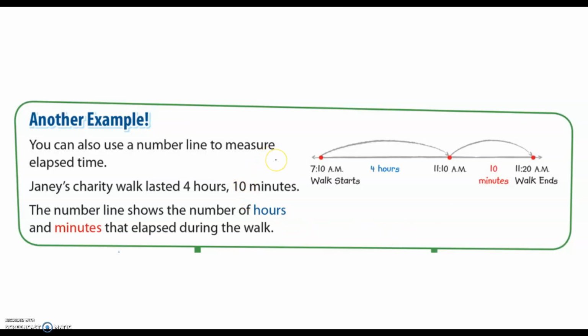You can also use a number line to measure elapsed time. Janie's charity walk lasted 4 hours and 10 minutes. The number line shows the number of hours and minutes that elapsed during the walk. So 7:10 to get to 11:10 was 4 hours. Then we need to make it to 11:20, so we jump another 10 minutes to get to 11:20. After that, all you have to do is add them together, 4 hours and 10 minutes.